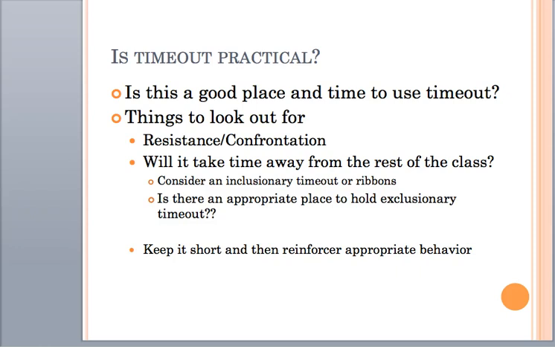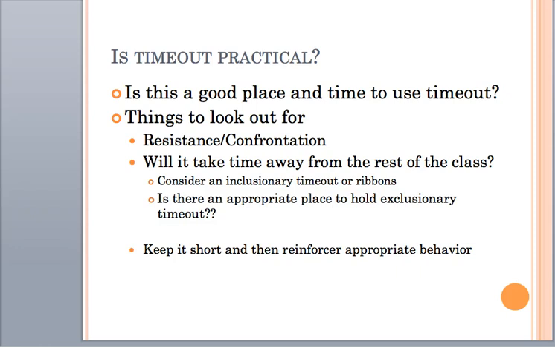If you're in a classroom setting, is putting the individual in timeout, and their reaction to it, going to be so severe that it's going to disrupt everything else that's going on with the class? So you should consider the use of inclusionary timeout or the use of timeout ribbons or wristbands. You can also ask, is there an appropriate place to hold an exclusionary timeout? If you insist that it be exclusionary and you want to remove that individual from the setting, is there an appropriate place to do that?